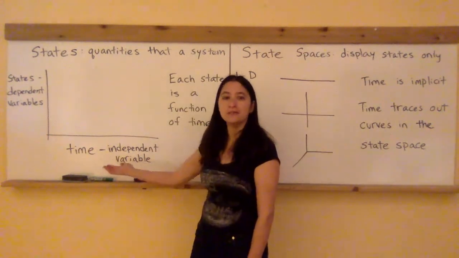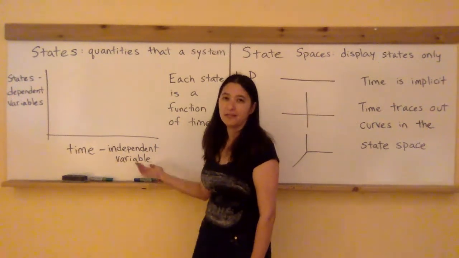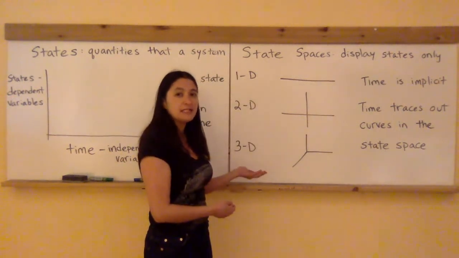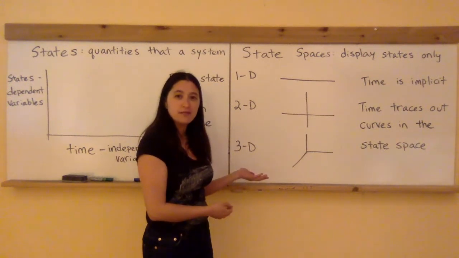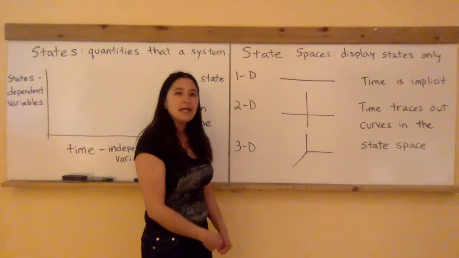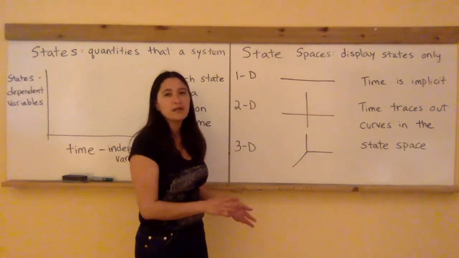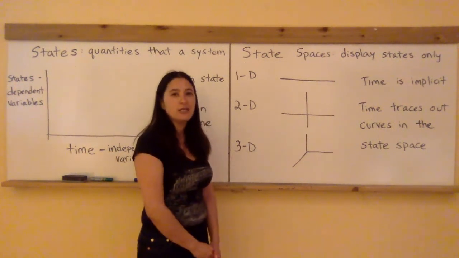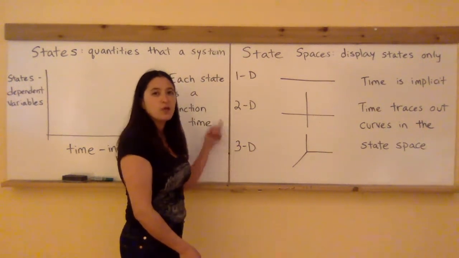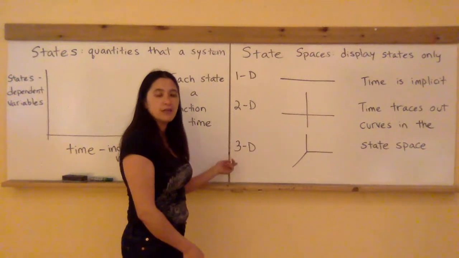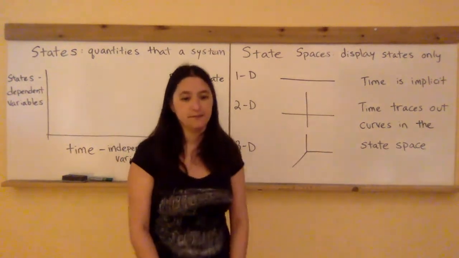Here on the time series graph, time is explicitly seen on the graph. Now in a state space, because we only seek to display the output or dependent variables, time is going to be implicitly in the mix. Time is going to trace out curves in the state space. You can see that I've given 3 different examples of state spaces, 1, 2, and 3 dimensions, and we'll see how this plays in with an example.